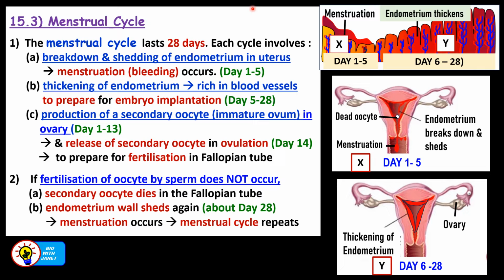So that means basically the menstrual cycle involves the breakdown of the endometrium here in this diagram, and then the thickening of the endometrium again. And lastly, it also involves the development of a secondary oocyte in the ovary and ovulation, whereby the secondary oocyte is released into the fallopian tube.